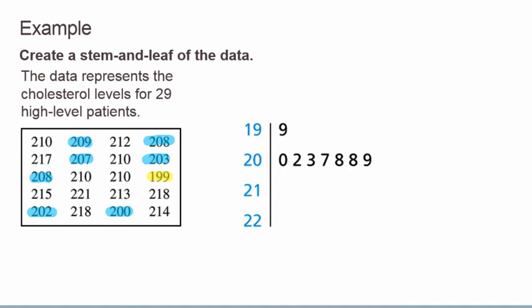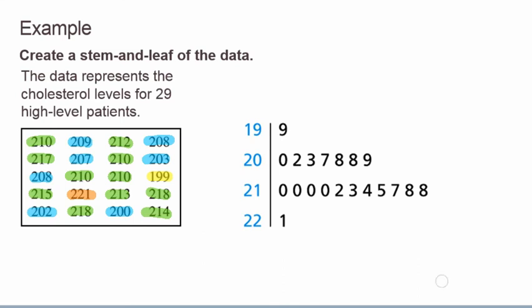Now I'm looking for numbers in the 210s. I have 210, 217, 215, 210, 218, 213, 210, 210, 212, 214, 218. Putting those in numerical order, I have 4 zeros, 2, 3, 4, 5, 7, 8, 8. My only number that is left is 221, so I just want to write 1.